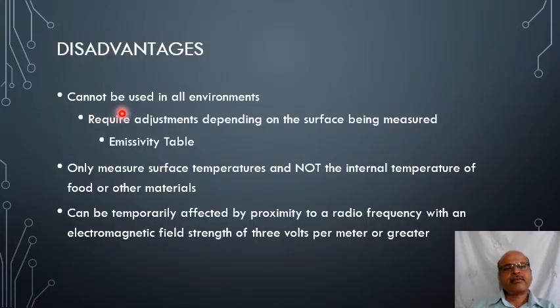Disadvantages: it cannot be used in all environments, and it requires adjustment depending on the surface being measured, according to the emissivity table. It only measures surface temperature and not the internal temperature of food or other material, and it can be temporarily affected by proximity to a radio frequency with an electromagnetic field strength of 3 volts per meter or greater. So these are the disadvantages of this IR temperature sensor.